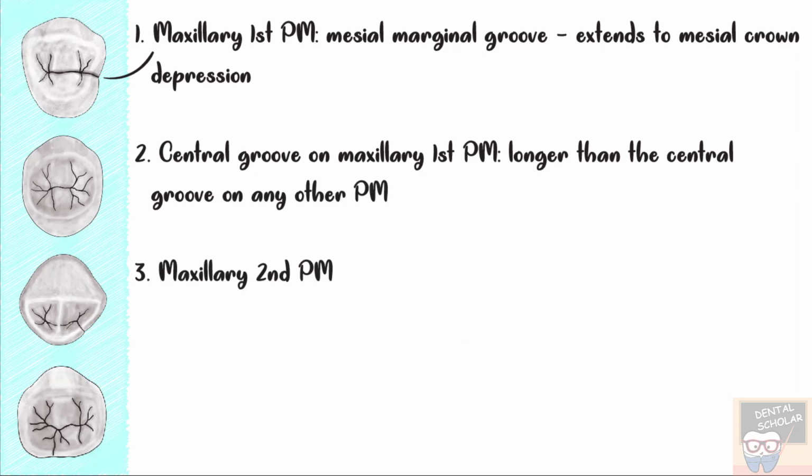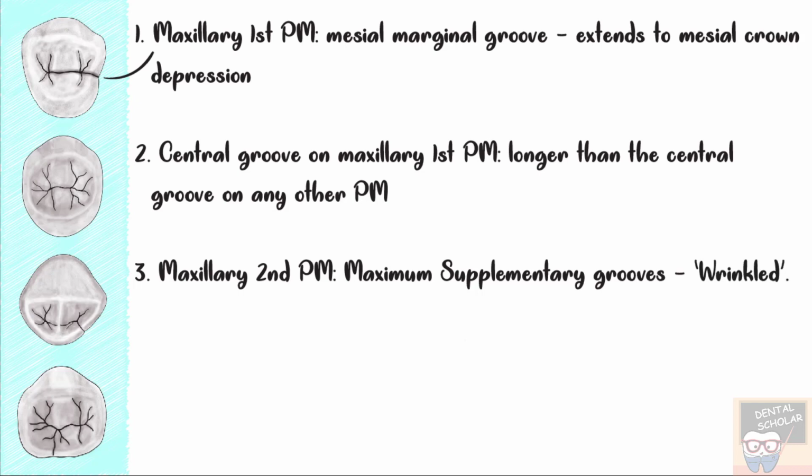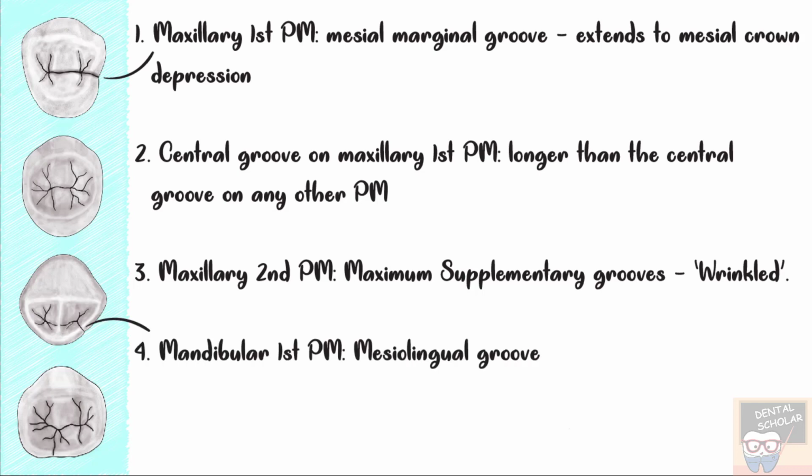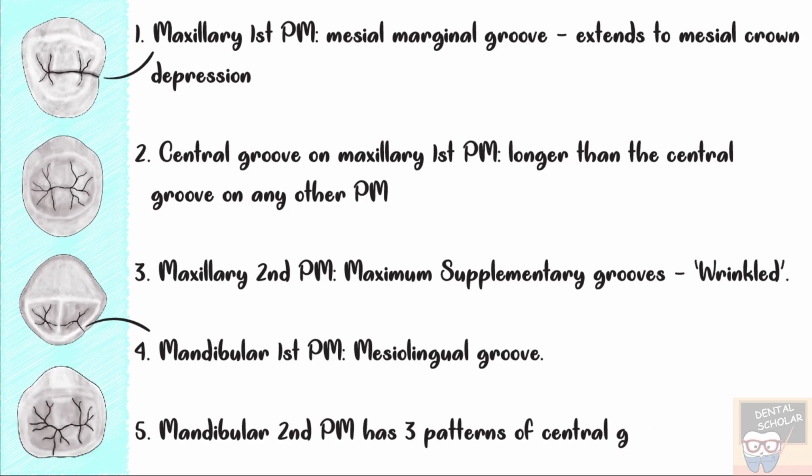Maxillary second premolar has the most number of supplementary grooves, because of which its occlusal surface is often described as wrinkled. So if someone asks you which premolar has a wrinkled occlusal surface, the answer would be maxillary second premolar. The mandibular first premolar has a mesiolingual groove, and this mesiolingual groove is seen on the mesial marginal ridge. The mandibular second premolar has 3 different patterns of central groove, and these are H-shaped, U-shaped and Y-shaped.